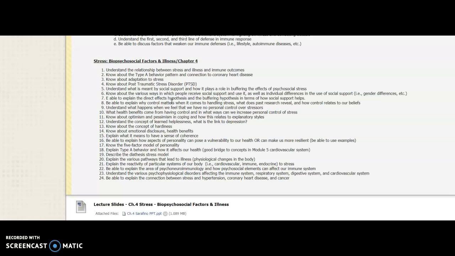And people who do not have a strong social support system are much more vulnerable and open to the negative effects of stress. We'll then look at what happens when we feel we have no personal control over our stressors. And I would say that COVID is a really great example of how people are stressed out by this virus. And the main primary reason is because they feel they have no control.